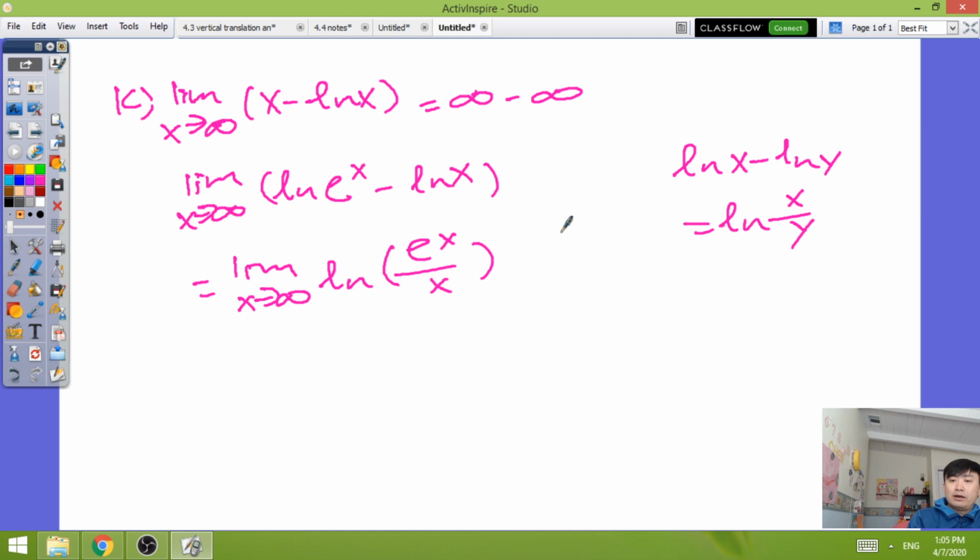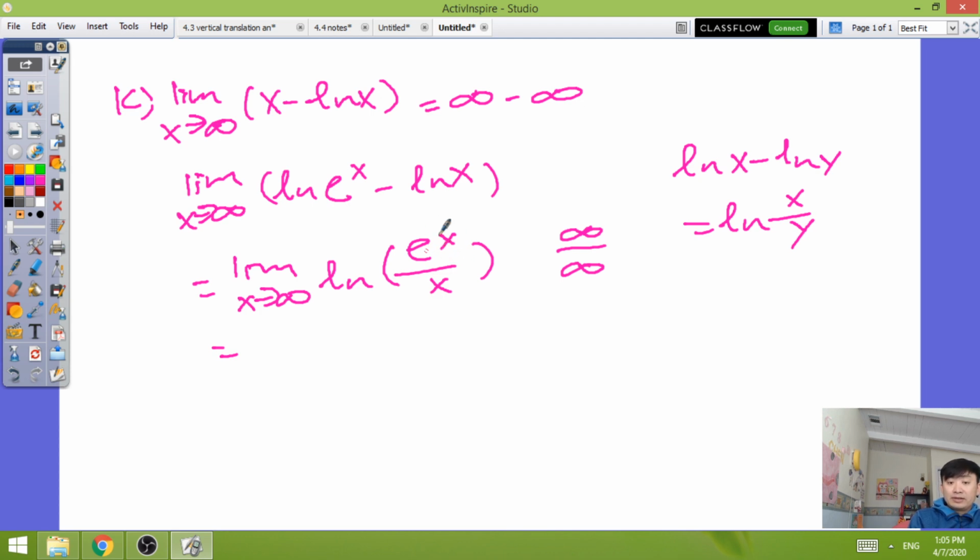Okay, so what I did here, I just used the property of limit. It's a difference to quotient, depending on which way you want to say it. From left to right, that's condensing, so it's difference to quotient. Or if you try to expand it, it's quotient to difference. And then plugging in infinity, we do have infinity over infinity, because e to the power of infinity is infinity, and x is infinity, so infinity over infinity. So this one just gives you the indeterminate form.